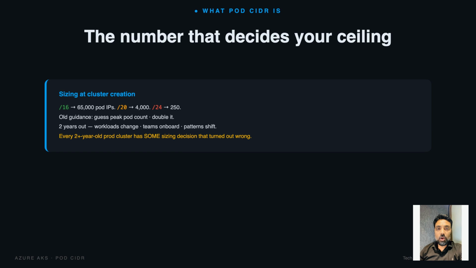By the end, you'll know whether this GA affects your existing clusters and how to think about capacity planning differently going forward. Okay, let's dive in.